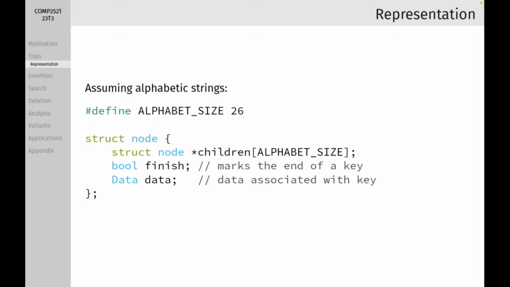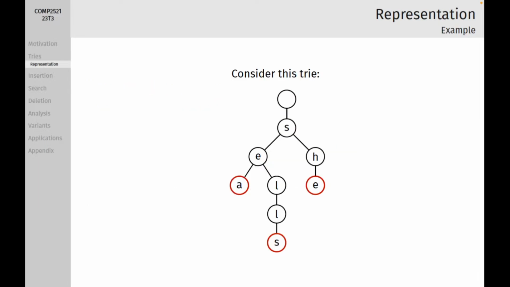Okay, so here is an abstract view of a trie. All right, so in this trie, we have the words SEA, SELLS, and SHE, right? That's because we have a path corresponding to SEA in the trie. We also have a path corresponding to SELLS that ends with a finishing node, and we also have a path corresponding to SHE, which ends in a finishing node.